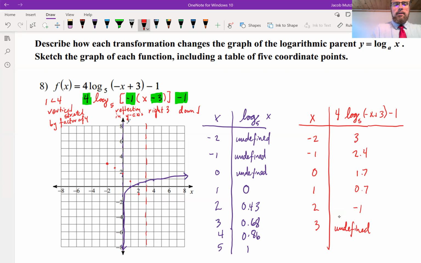So here's our function. Definitely, we see the reflection across the y-axis. Everything's here on the left of the vertical asymptote. And we definitely have a stretch there by that factor of 4. And that completes our second example.